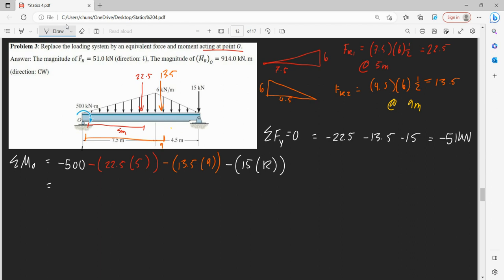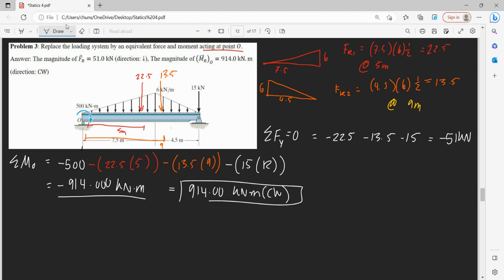So let's do some math. That's 500, 22.5 times 5, 13.5 times 9, plus 15 times 12. It's going to give minus 914 kilonewton meters. So that's all we need for this question because it doesn't really ask us for anything else. You can also express this just as its magnitude and then add its direction, which is what the answer is, and it's negative, so that means it's in a clockwise direction of rotation.